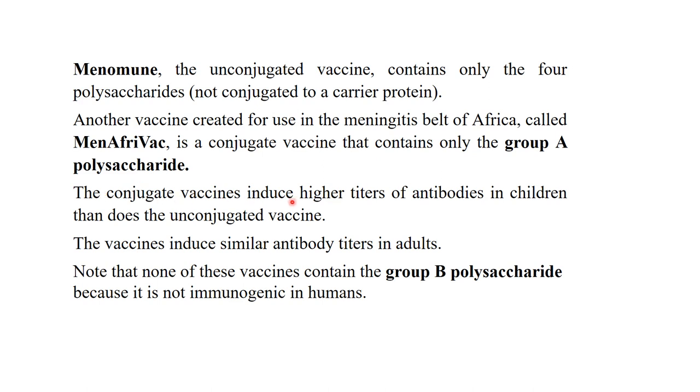The conjugated vaccine induces higher titers of antibodies in children than unconjugated vaccines do. The vaccine induces similar antibody titers in adults. Note that none of these vaccines contain the group B polysaccharide because it is not immunogenic in humans. Group B instead has FHBP proteins.